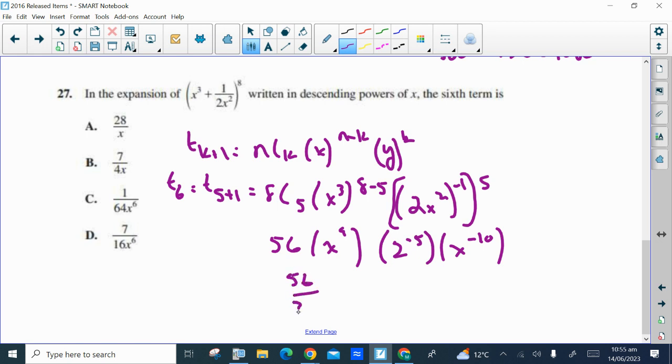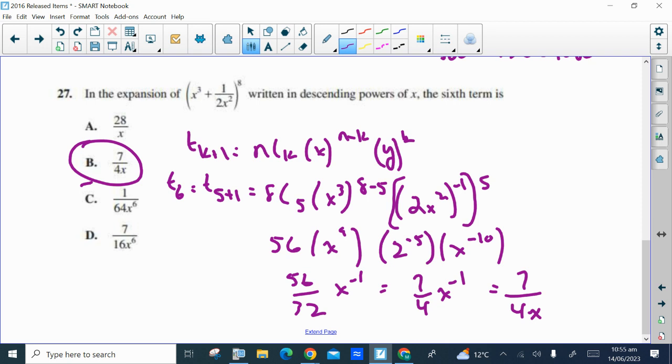So it'll be 56 over 32 times x to the negative 1. And that 56 over 32 can be reduced by dividing top and bottom by 8. That'll give you 7 over 4 x to the negative 1, or 7 over 4x. And that's why B was the correct answer. Okay?